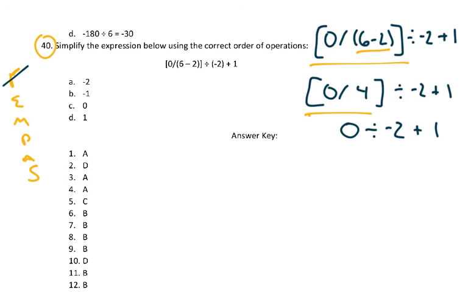I don't see any exponents or radicals, so no exponents. And then M is for multiplication or division, whichever one comes first. I see division, so I'll do 0 divided by negative 2. That's just 0. So I'm done with my division multiplication. So all I see left is my addition. 0 plus 1 is 1. So it should be D.